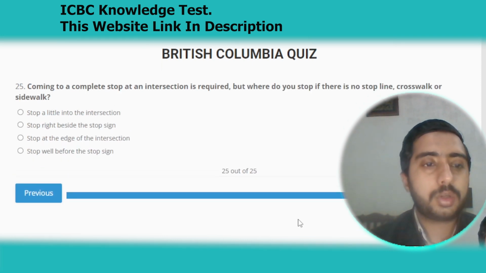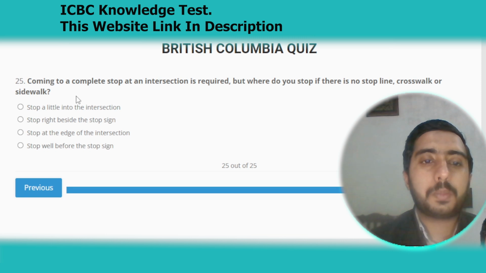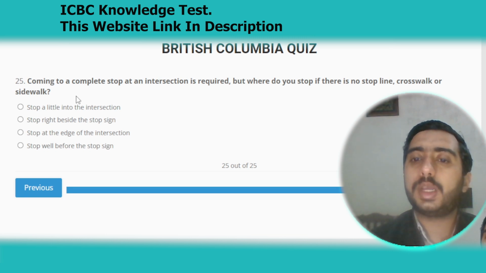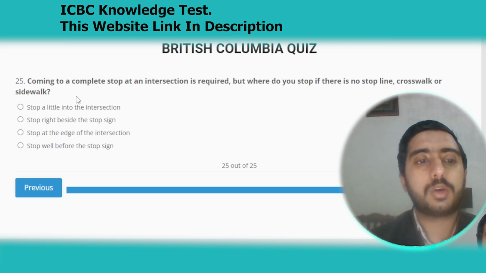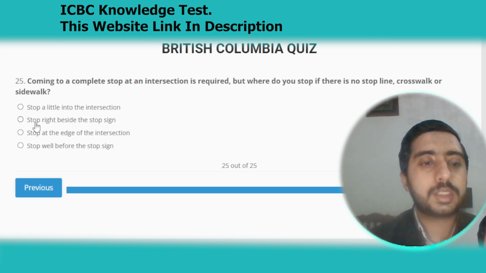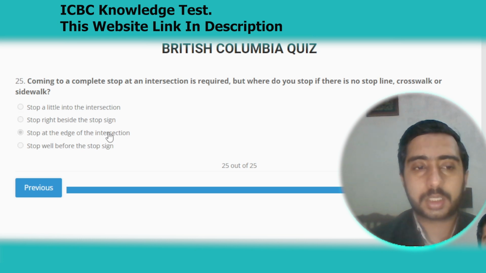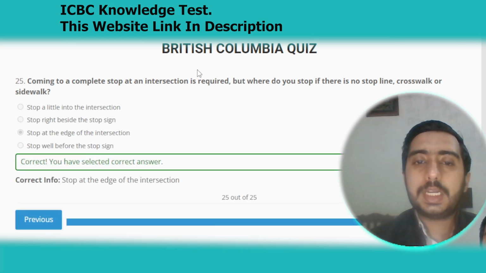Next and the last question of this quiz. Coming to a complete stop at an intersection is required, but where do you stop if there is no stop line, crosswalk or sidewalk? The correct answer is stop at the edge of the intersection. Option C.